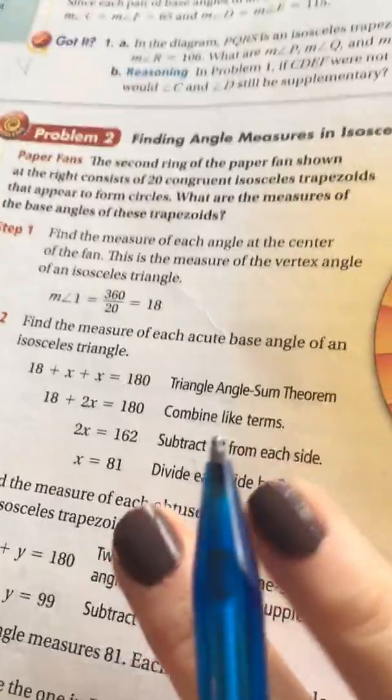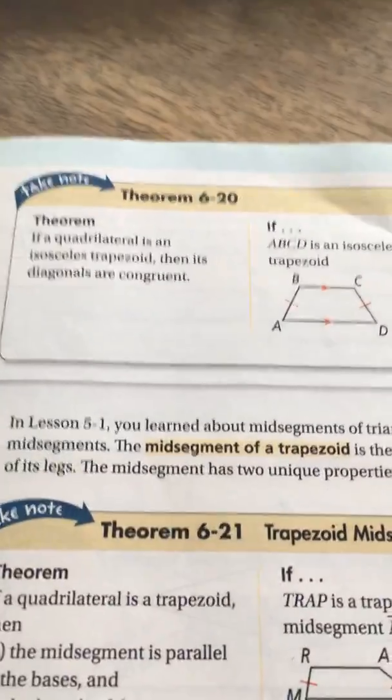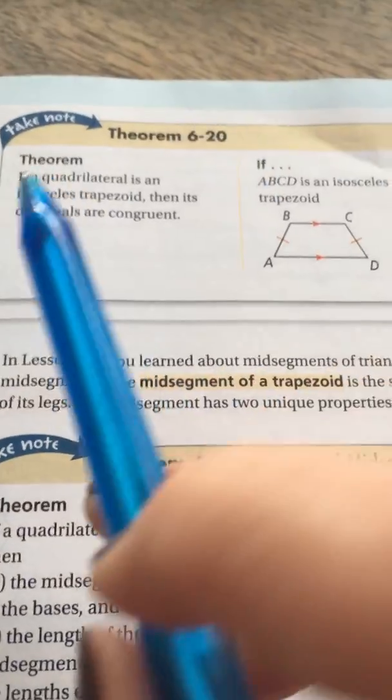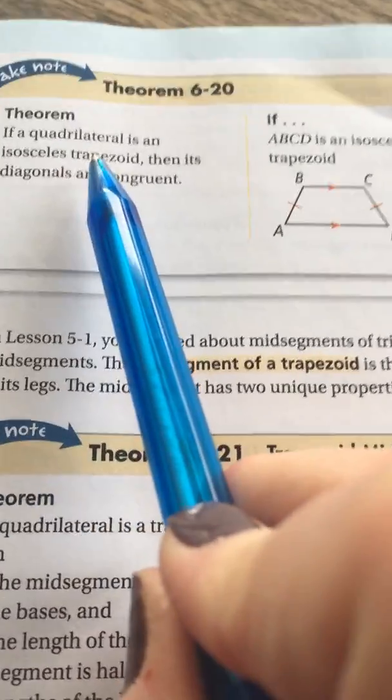Okay, so I want you to read problem number 2 on your own and work it. And then there's another theorem I want us to look at, theorem 620 on page 391. It is also for isosceles trapezoids.